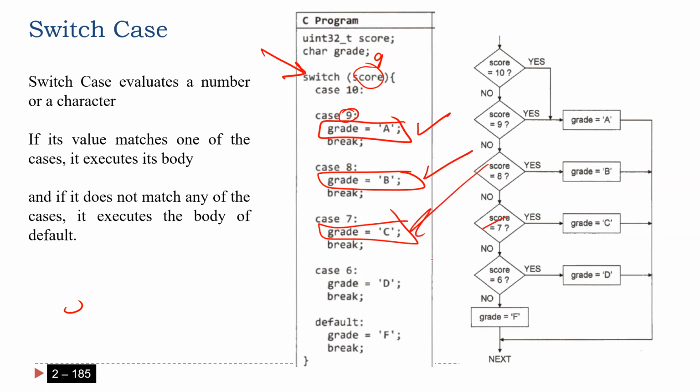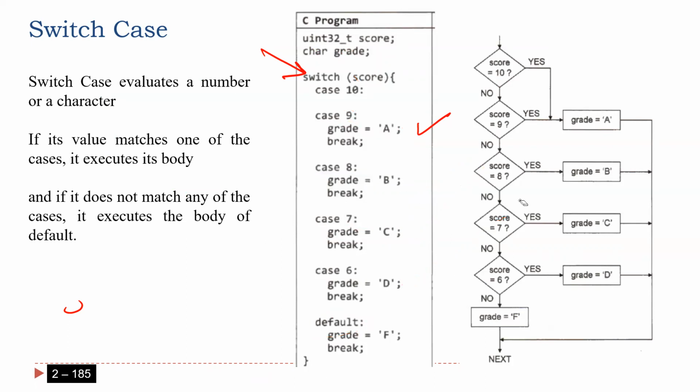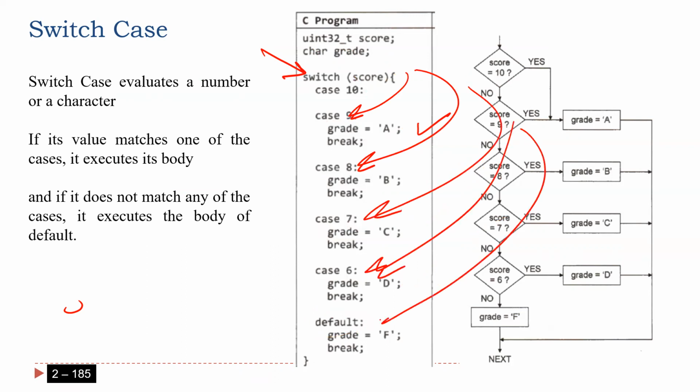Okay, C or D or F. The F here is the default. The default means anything else. You know what I'm saying? So if a score is 9, it's going to come here, 8 is going to come here, 7 here, 6 here. If it is anything else, from 0 until 5, it's going to come to here.